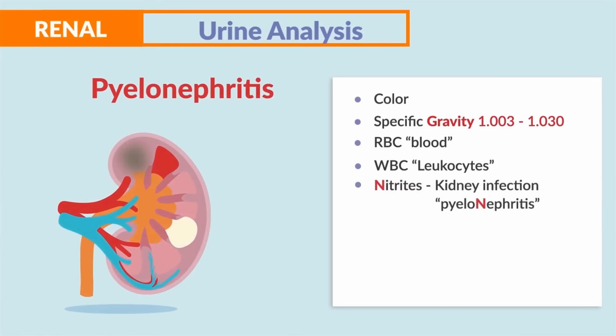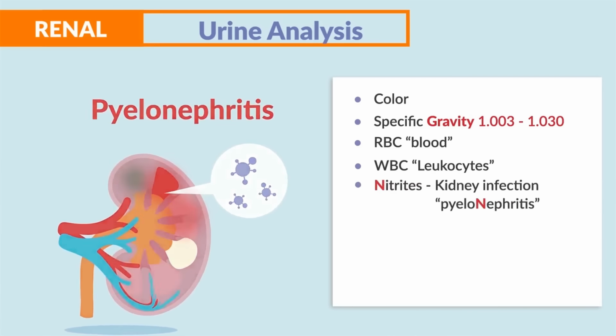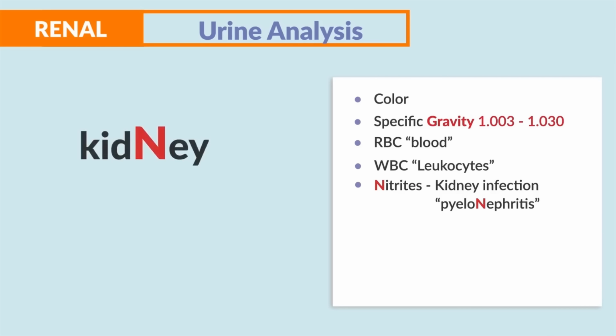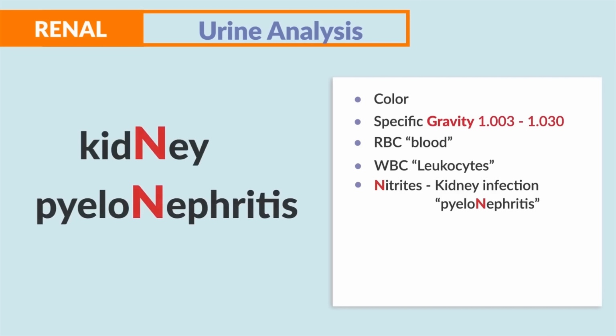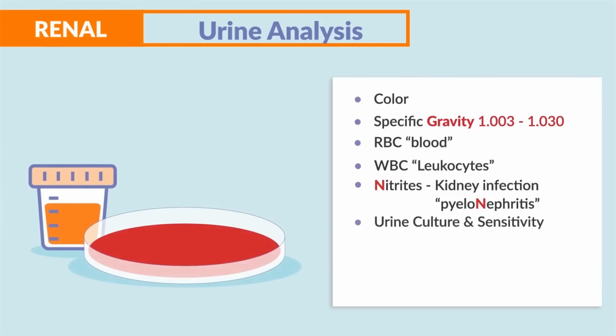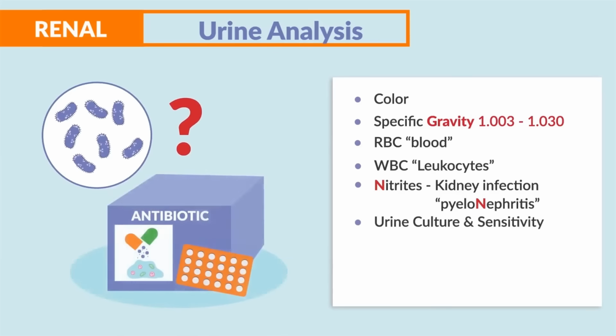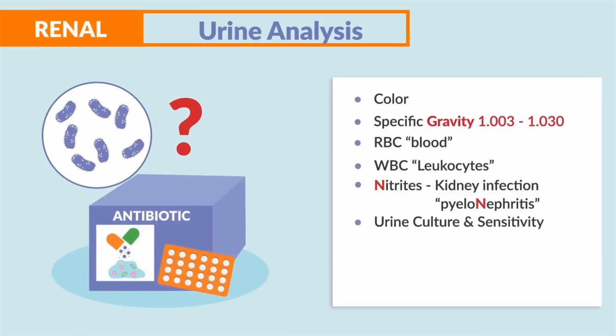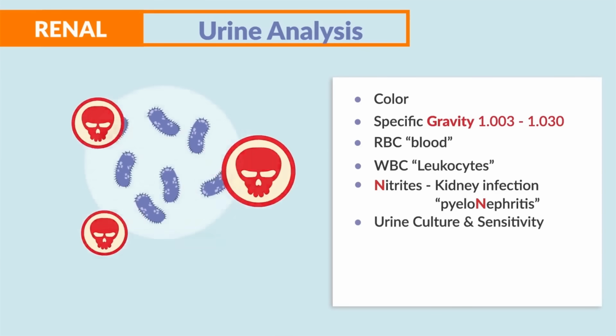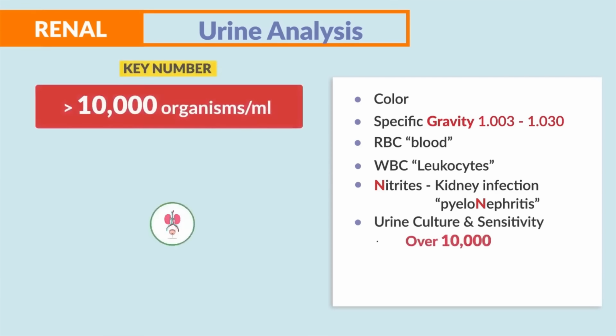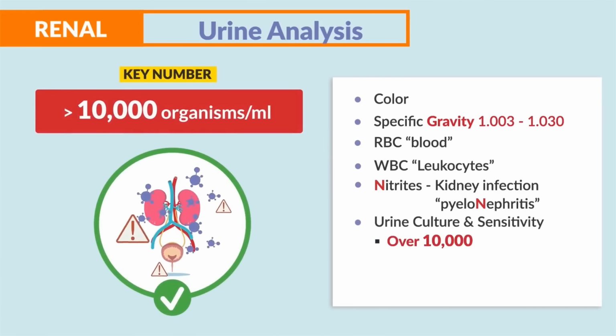Now, nitrites, that's a key term there. This is typical for a kidney infection like pyelonephritis. So just think of the N's here. For a kidney infection or pyelonephritis, we check for nitrites. Now, if either are suspected, we can always do a culture and sensitivity test. So culture identifies the bacteria, and sensitivity tells us which antibiotic the bacteria is most sensitive to, to best kill it. So we take a sterile urine sample, and the key number here is over 10,000 organisms per mL indicates a UTI. Anything less for a culture is normal.